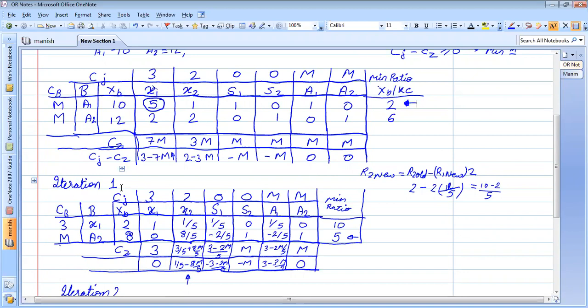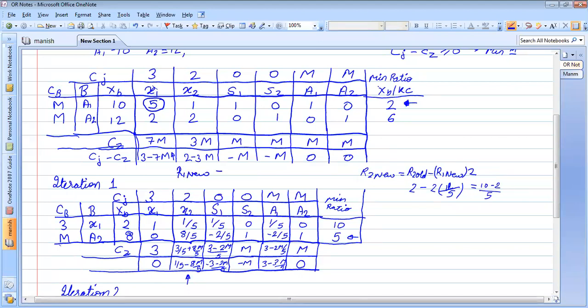Some books you may find it as iteration 1, some as iteration 2, some as iteration new. They may use different notation, that doesn't make any difference. So we have to go for an iteration, that is, we have to change the values. If we are changing the values, we are replacing row 1.